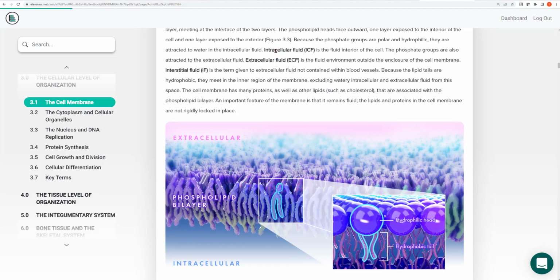Inside the cell, we call that the intracellular fluid. Intra, as a prefix, means within. Extra, think outside, exit or outside. Extracellular fluid.